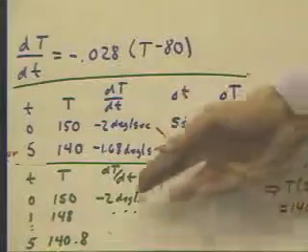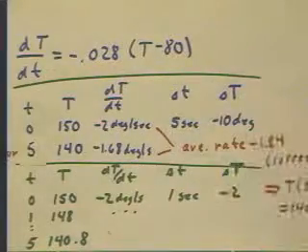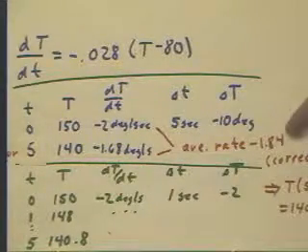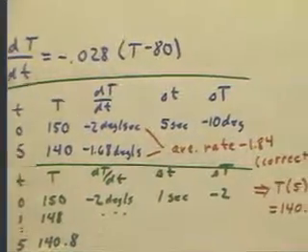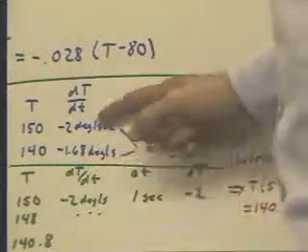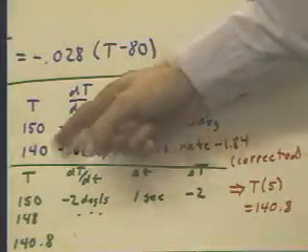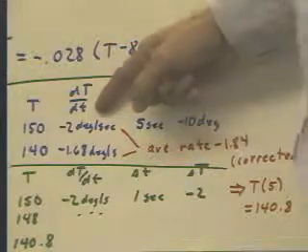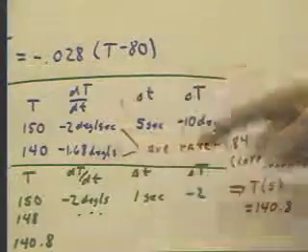Well, if we say that the temperature is going to be close to 140, so that the rate's going to end up close to negative 1.68 degrees per second, we could average these two rates. And if we average these two rates, we get an average rate of negative 1.84. This corrects to an extent for the error we have in assuming that the rate stays at negative 2 degrees per second for the whole time. It actually gives us a slightly lower rate based on these two temperatures. This temperature that's predicted by the 5-second interval at negative 2 degrees per second, and the rate at that time, which we use to correct this temperature.